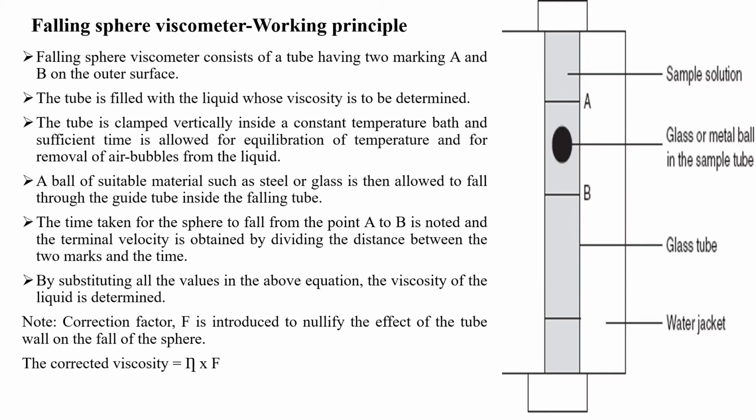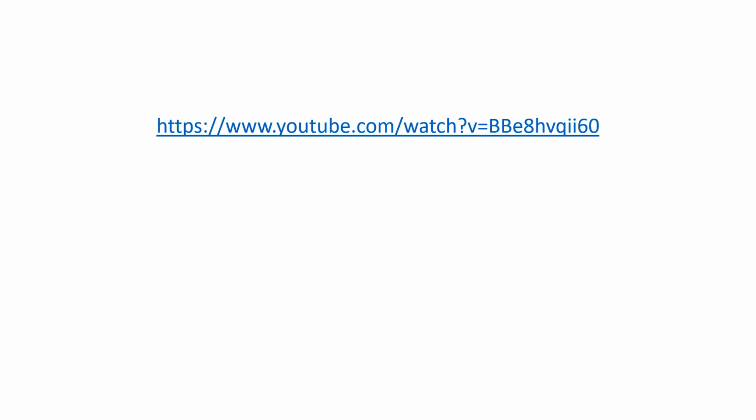Now, for every instrument there will be some errors. So to avoid the errors, we need to multiply the observed value by a correction factor which is constant for specific instruments. So we get the viscosity into correction factor, our corrected viscosity. For more details, you can watch the video in this link for your better understanding.